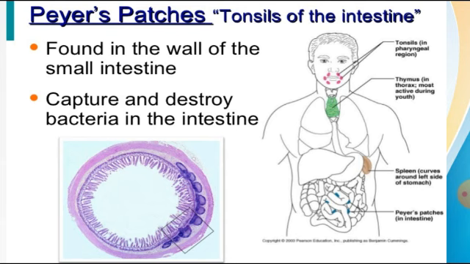The next organ is Peyer's patches. Why is it called Peyer's patches? The patches found in the intestine were discovered by the scientist Peyer. So it is called Peyer's patches, and it is compared with the tonsils of the intestine, found in the wall of the small intestine. About the function of the Peyer's patches, they capture and destroy the bacteria in the intestine.